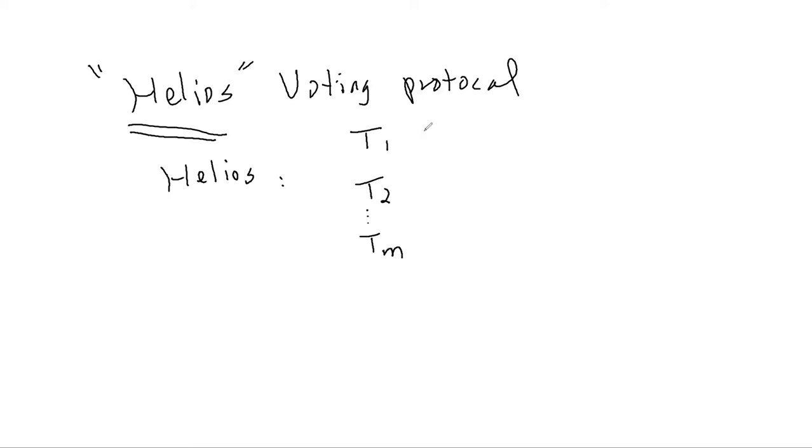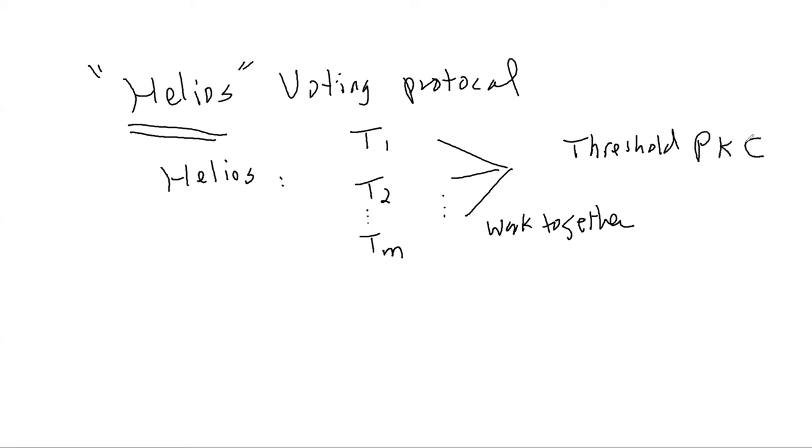So then they collaborate. They work together to come up with a threshold PKC. So that means that to encrypt a message, they have to work together, and to decrypt a message, they also have to work together. And also, as long as they are honest, this can be done.